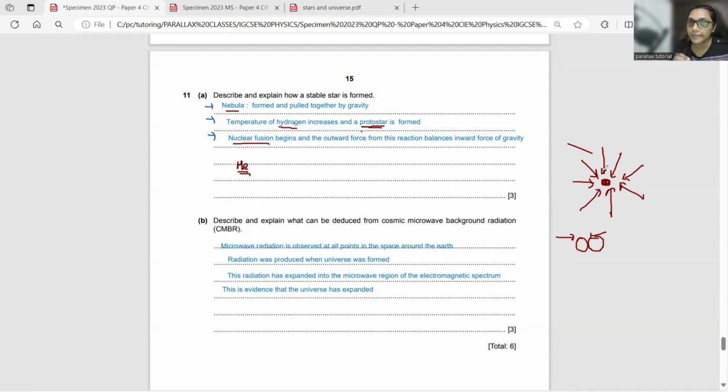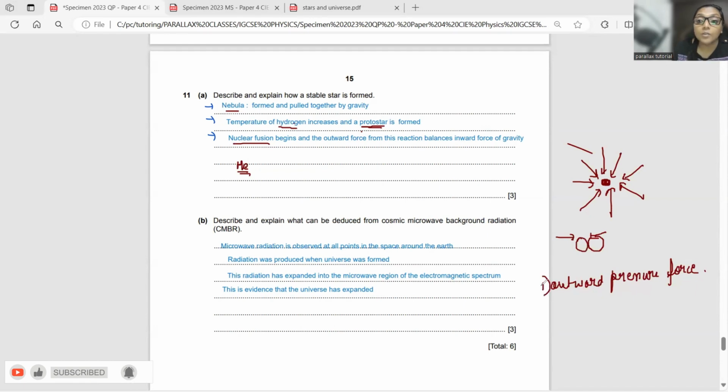All the smaller nuclei are coming together and fusing, nuclear fusion is happening, and as a result an immense amount of energy is released. There is a force which is called the outward pressure force. You may like to note this down. This is the outward pressure force, which exists from the core of the star and is going outward. This is due to the nuclear fusion happening.